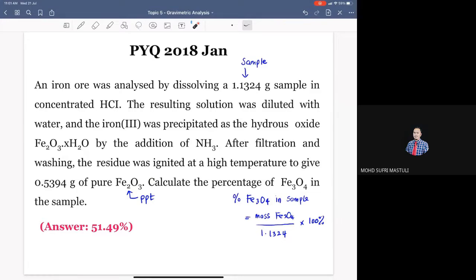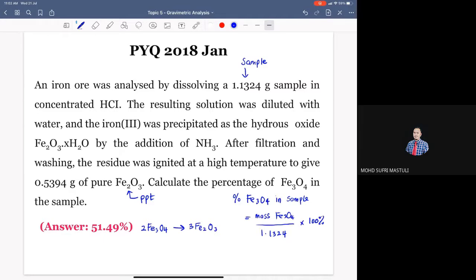Okay, so we have to calculate the GF. In order to calculate the GF, gravimetric factor, we know Fe3O4 is converted into Fe2O3. So this one times 2, this one times 3.